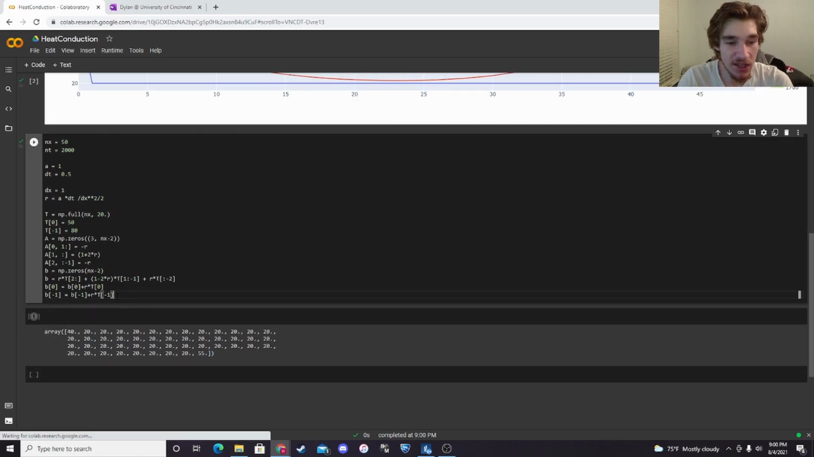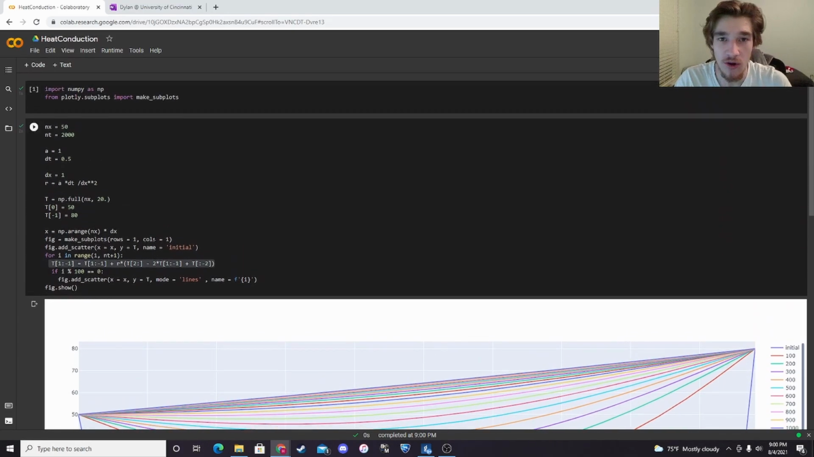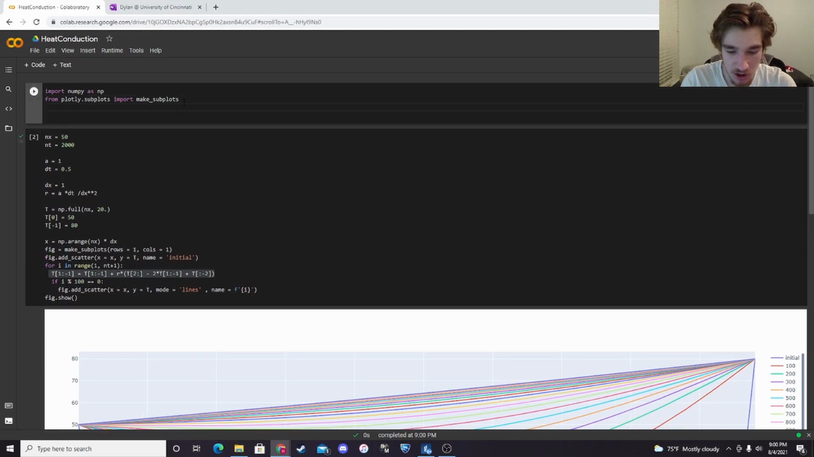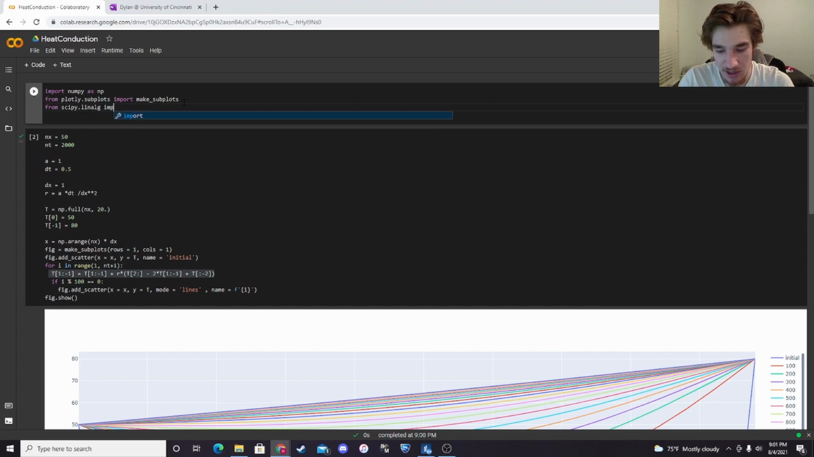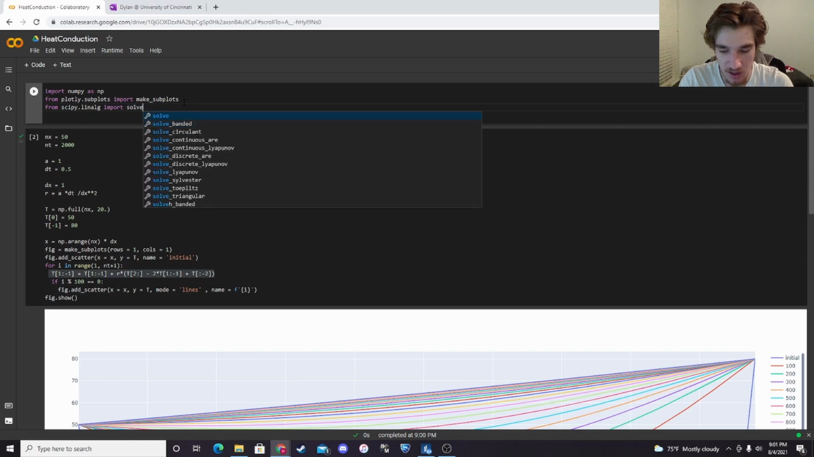And now what we can go ahead and do is import our solve banded. Solve banded comes from the library scipy.linalg, and then we're going to import solve banded.